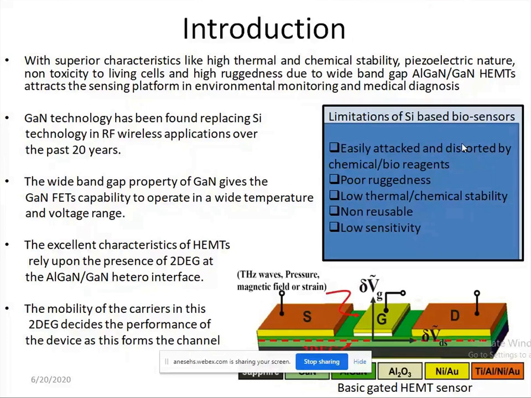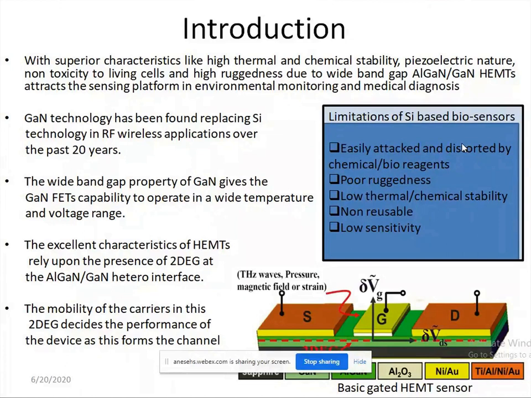And again, when we consider a biosensor, we have to develop a sensor that is reusable. However, using silicon, such a technology has not come till date. And the final limitation of the device is its low sensitivity. So how is this low sensitivity a limitation?